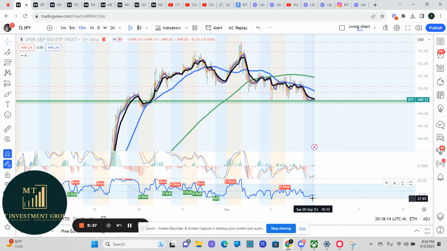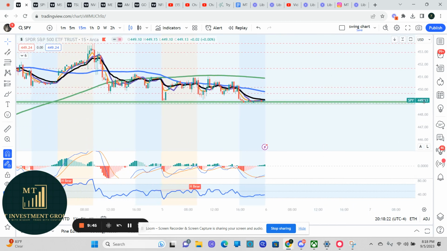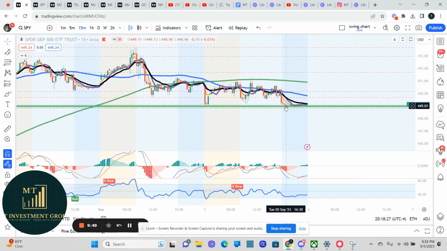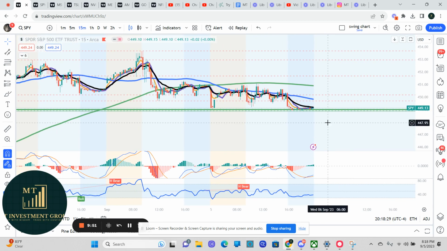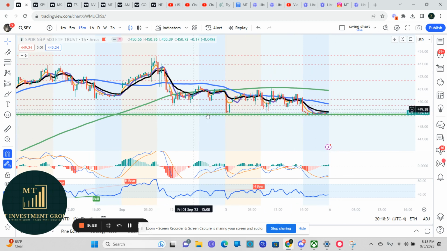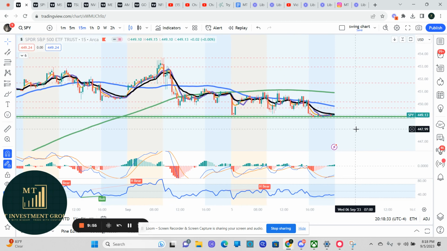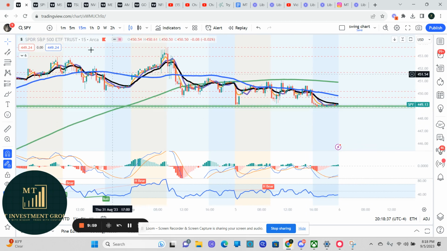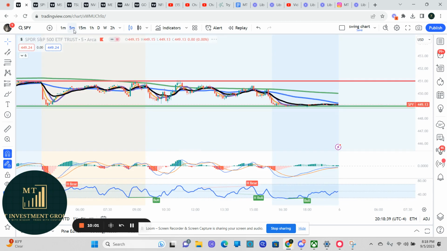We are kind of towards oversold, so it is possible that we find some support here. 449's held so far. If 449 can continue to hold, like I said in the chat earlier, we're going to see 451 again for sure. So then I'll run to the 5 minute chart.